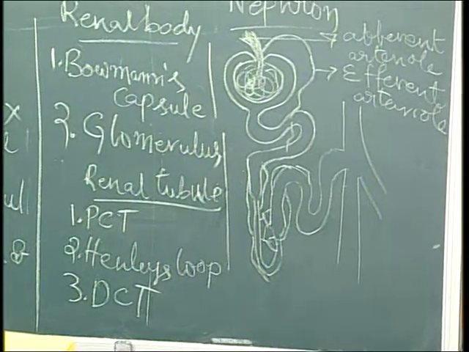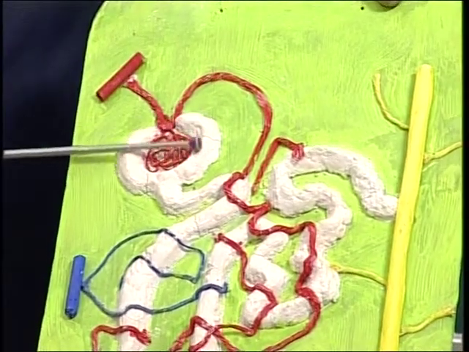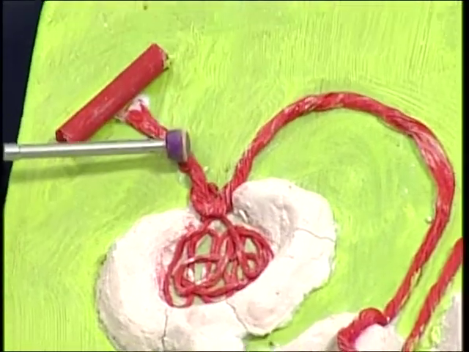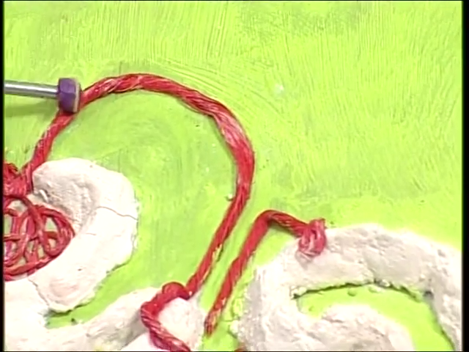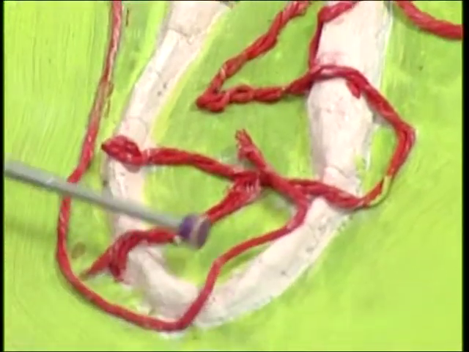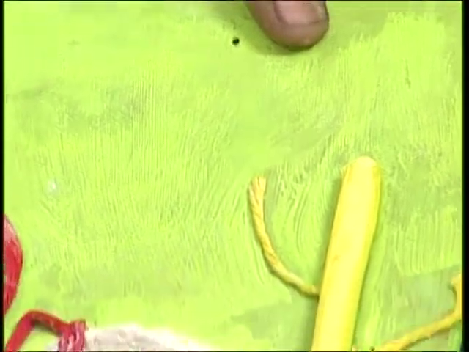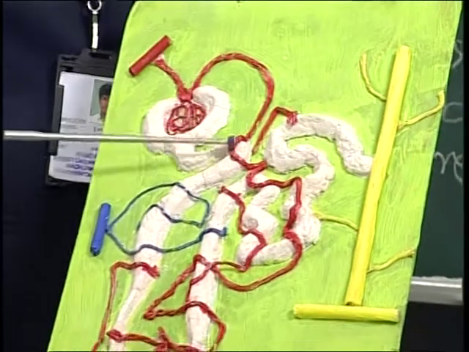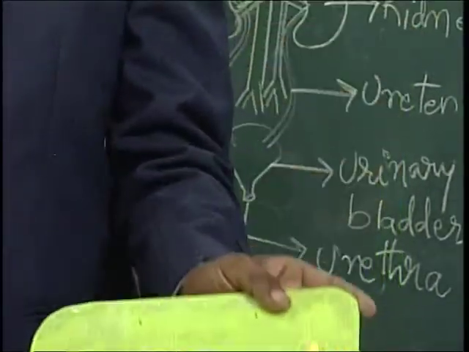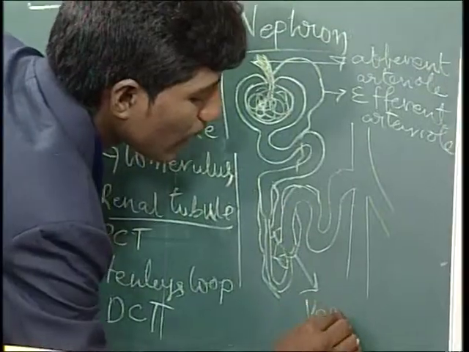See here. So, let us identify the parts. What is this? Yes, the Bowman's capsule. Here what is it? Glomerulus. This is, yes, afferent arteriole. What is this? Efferent arteriole. See here, this is proximal convoluted tube, Henle's loop, distal convoluted tube. It opens into the collecting duct. See here, I already told you the efferent arteriole surrounds the tubule. This red-like structure is called vasa recta. See here, this is vasa recta.